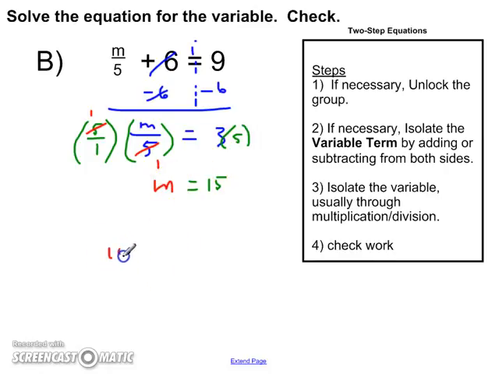Let's check it. 15 over 5, I just replaced m with 15, plus 6. Is that equal to 9? That is the million-dollar question here. Divide or add? Well, divide. 15 divided by 5 is 3. So I've got 3 plus 6. Well, 3 plus 6 is 9. And 9 equals 9, so that checks out. Awesome. Works.